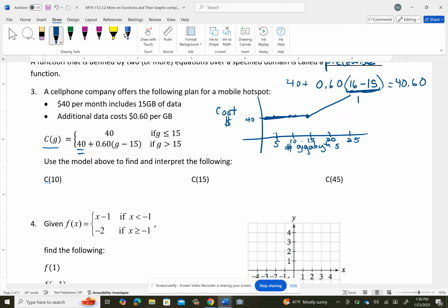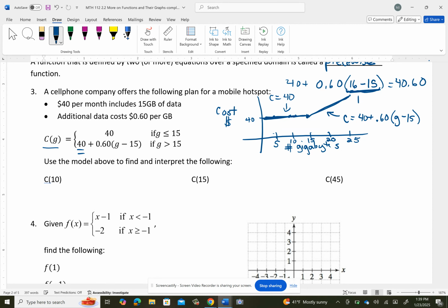So it's a piecewise function because one rule doesn't describe what goes on everywhere. You needed one rule for this, so the cost equals 40. And then over here, you need the rule that the cost equals 40 plus 0.60 times the gigabytes minus 15. We'll do more with graphing a piecewise function, but sometimes all you have to do is understand how to use this.